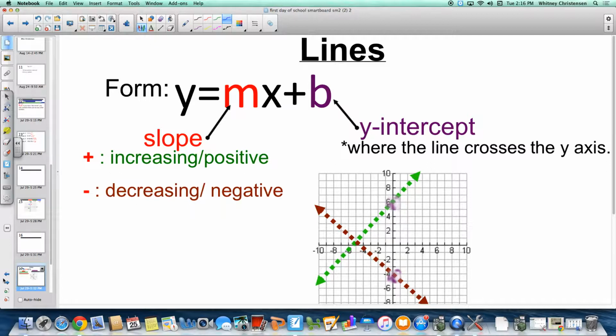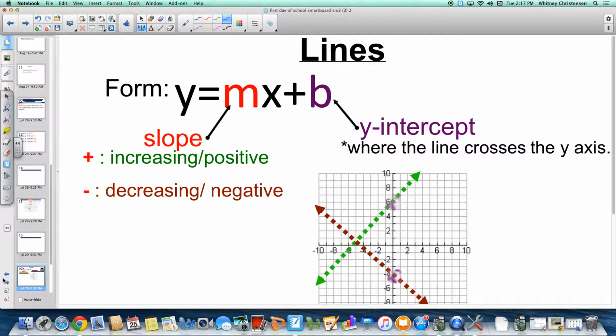But I just got to remind you about lines. So you became experts in lines with secondary math 1. So lines have the form y is equal to mx plus b. How many have seen that before? There's no way you haven't. So you should all be raising your hand. Lines have the form y is equal to mx plus b.